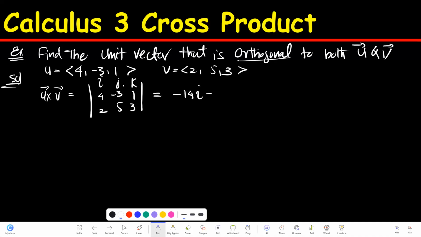Then with the formula, there's a minus sign here. And 4 times 3 is 12, minus 2 times 1 is 2. So 12 minus 2 will be 10, with the minus sign. Plus 4 times 5 is 20, and then minus 2 times 3, so there will be plus. So 20 plus 6 will be 26.